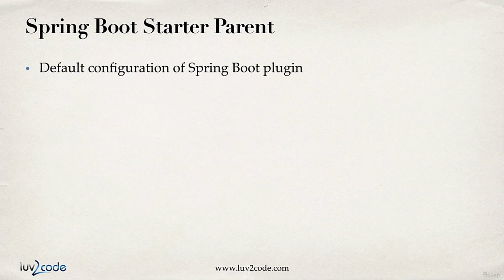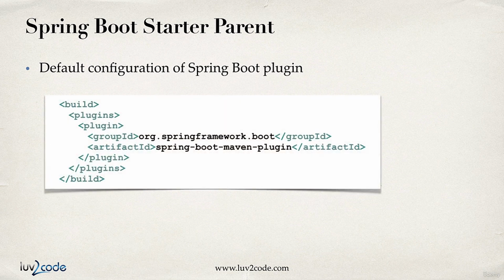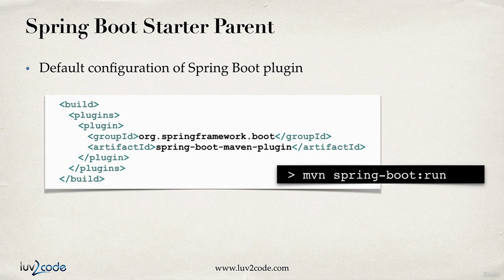Now also the starter parent provides default configuration of the Spring Boot plugin. So in your build section for your pom.xml file, you simply reference the Spring Boot Maven plugin and it's there ready to go. There's no additional configurations that you need to perform to configure the Spring Boot plugin. So you can simply run it from your command line, Maven spring-boot:run, and it'll actually run your application out of the box with no additional work.